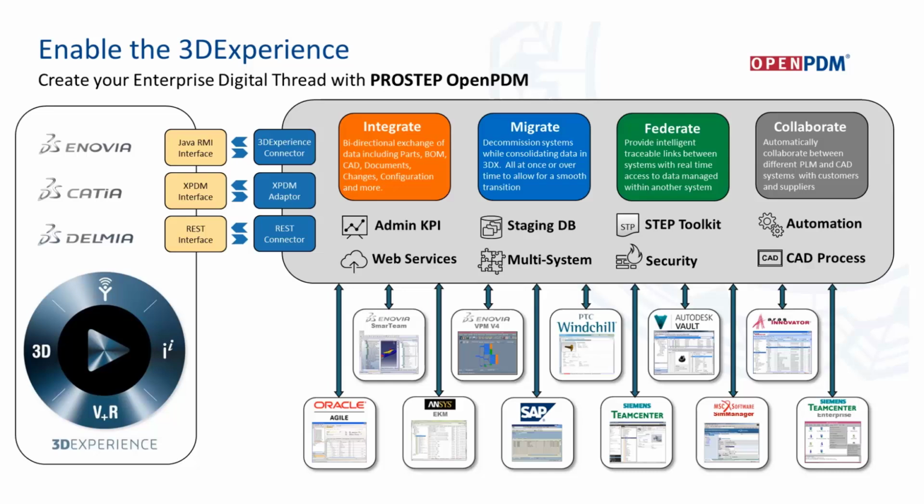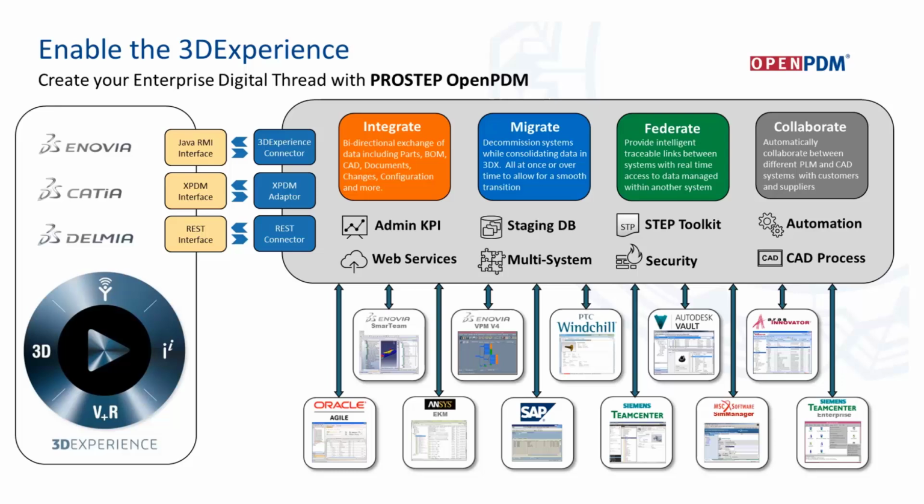So with OpenPDM, we're able to integrate, migrate, federate, and collaborate data between these other connectors and 3DEXPERIENCE. There are a variety of different connectors for 3DX that we offer, and some of it is historical based, and others depends on the use case that you want to use the data and what modules you might want to enable within 3DX. The first is our 3DX connector that uses this Java RMI interface shown on the upper left.